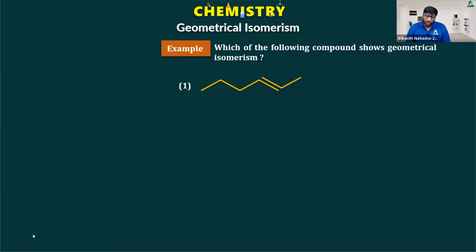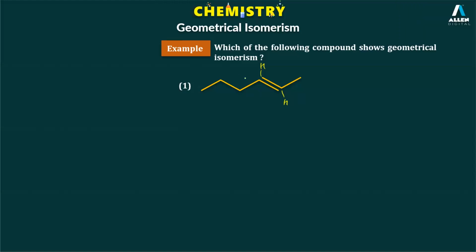Which of the following compounds show geometrical isomerism? Answer this question. First, you should know whether the compound will show geometrical isomerism or not. CH3, CH2, CH2, CH double bond CH, CH3. Yes. Because if you look at the carbon, this has hydrogen and methyl, which are different, and the other has hydrogen and propyl, they are different. So different means obviously it will show geometrical isomerism.